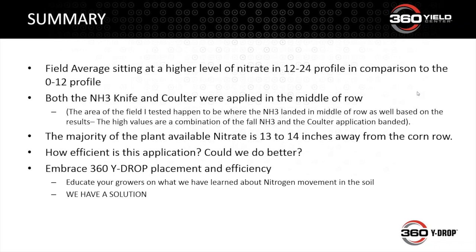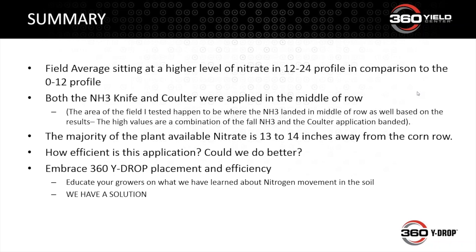But even though we thought both the coulter and the anhydrous were designed to be a full soil profile charge, I think what you're seeing with what we're finding is we are not charging the whole profile. That is staying in a very tight band. And similar to what Jim said, a lot of people think when it's dry weather, roots just grow because they go to find water. They actually follow it. And so that's why we're seeing some of the things we're seeing in the field. The majority of the plant available nitrate is 13 to 14 inches away from the row. How efficient is this application, and could we do better?